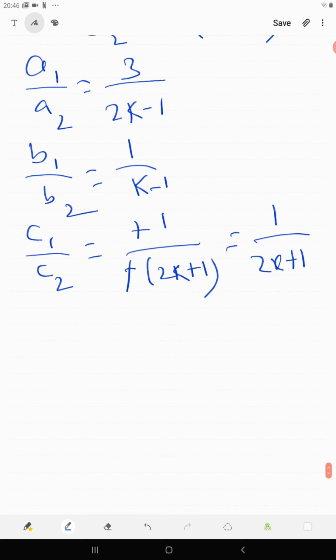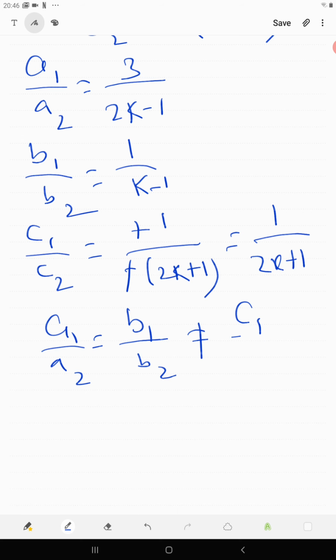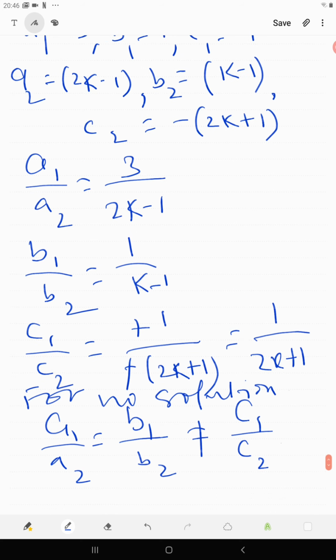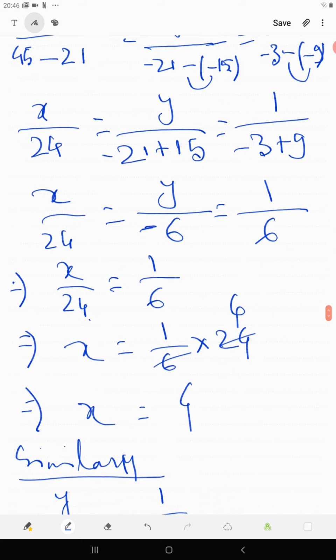Okay. So what is the condition for no solution? For no solution, the condition is a1 by a2 equals b1 by b2 is not equal to c1 by c2. For no solution, this should be the condition. That means a1 by a2 must be equal to b1 by b2. Correct? So let's put it.